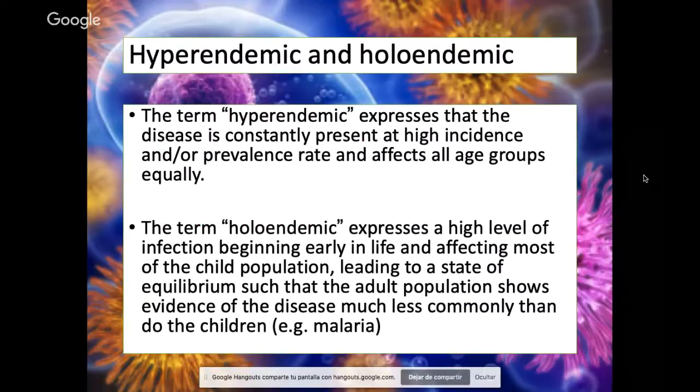Hyperendemic expresses that the disease is constantly present at high incidence or prevalence rates that affect all age groups equally. The term holoendemic expresses a high level of infection beginning early in life and affecting most of the child population, leading to a state of equilibrium such that the adult population shows evidence of the disease much less commonly than do the children.